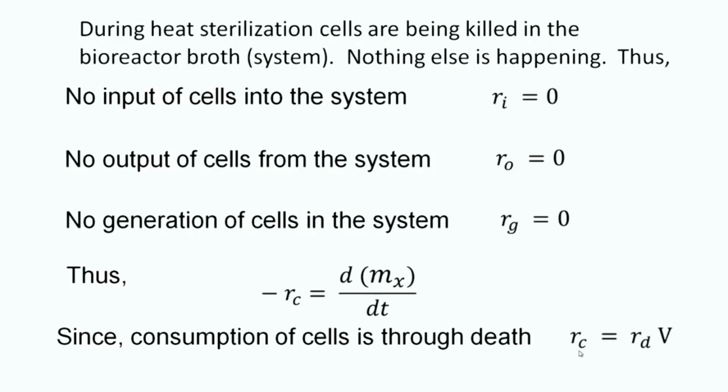Therefore, R C, which is the rate of consumption of cells on a mass basis, is R D, which was on a volume basis. Remember, that was on a concentration basis. Concentration is nothing but mass divided by the volume. Therefore, to get mass from concentration, you need to multiply concentration by volume. Therefore, to get a rate that is mass based from a rate that is concentration based, you need to multiply the concentration based rate by volume.